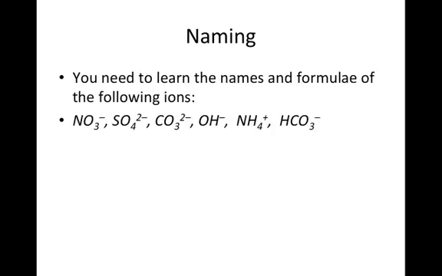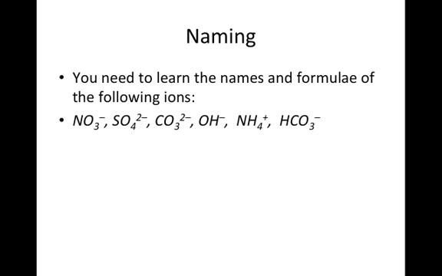Okay, so you need to know the names and formula of the following ions: NO3-, SO4 2-, CO3 2-, OH-, NH4+, and HCO3-. So it might be a good idea again to pause the video and see if you can write down the names of all those ions. Don't worry if you can't at this stage, you can just go back and try again if you haven't.